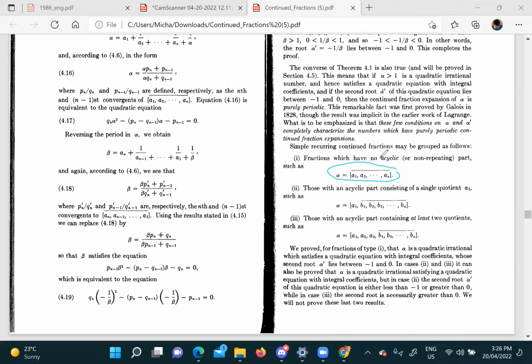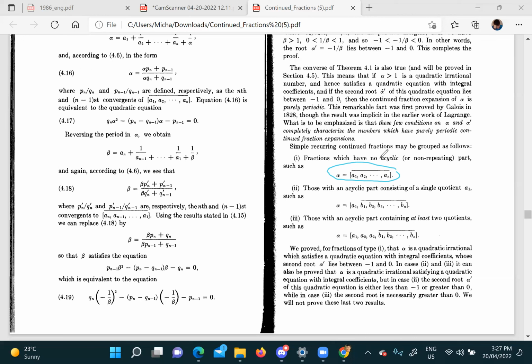So how do we know that -1 over beta is not equal to alpha? Because it's negative. Alpha and beta are positive. Alpha is greater than 1. It just has to be greater than 1 because little a1 is 1 or greater. It can't be 0, because if it's 0, it won't repeat properly. You have to take a reciprocal of something. Does that make sense?